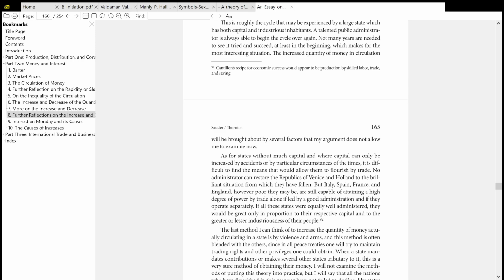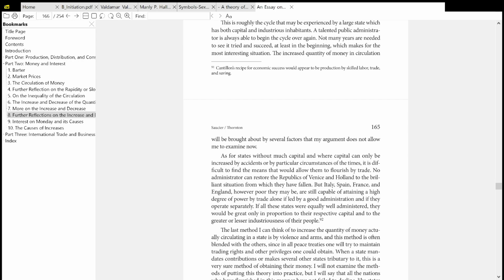The last method I can think of to increase the quantity of money actually circulating in a state is by violence and arms. And this method is often blended with others, since in all peace treaties, one will try to maintain trading rights and other privileges one could obtain.